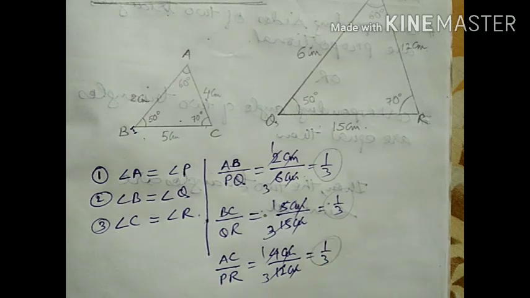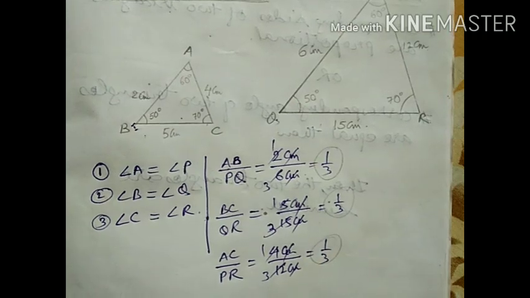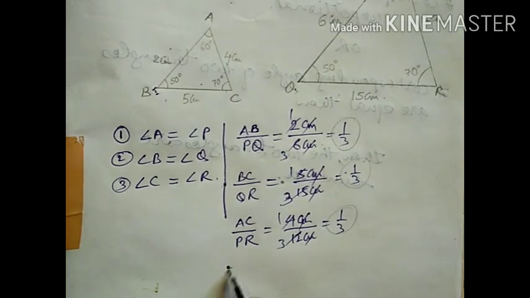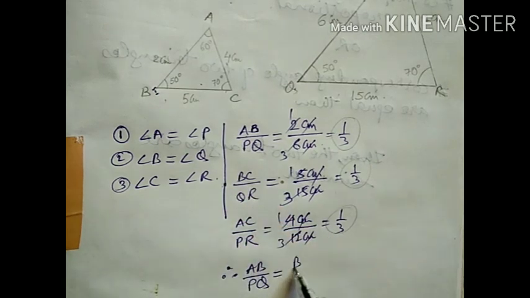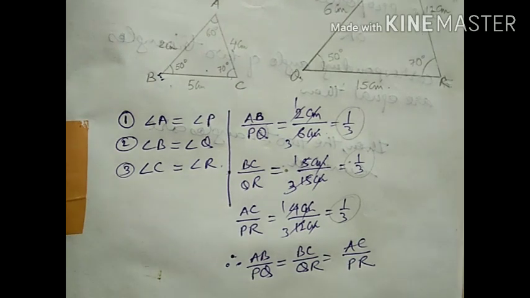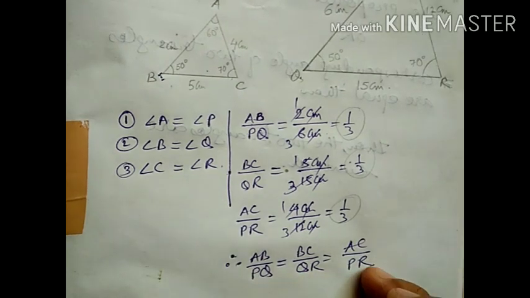That is called proportion. That means the ratio of all the sides are equal. Therefore you can say AB by PQ equal to BC by QR equal to AC by PR. These are called proportional sides. Sides are proportion, I mean.